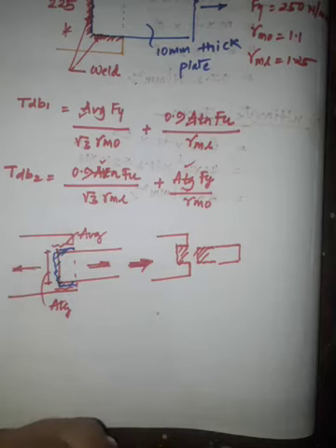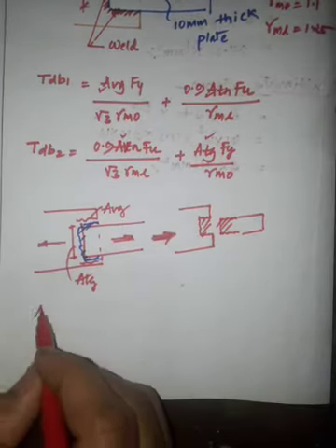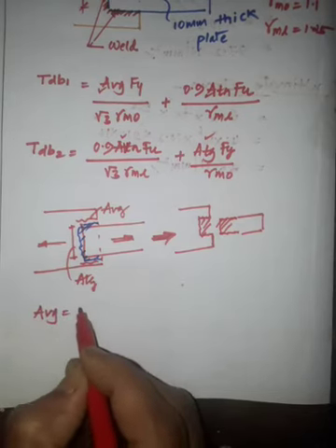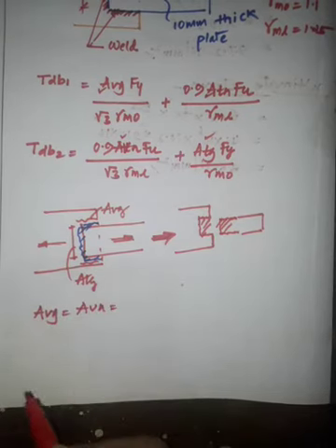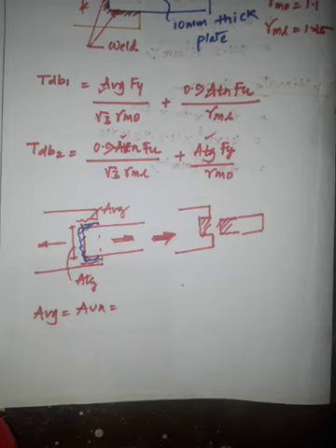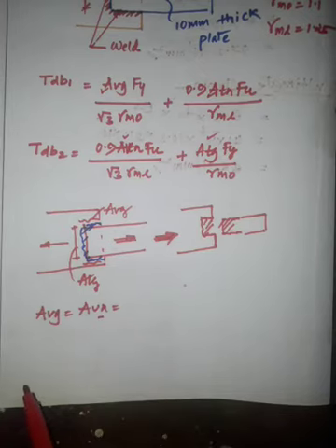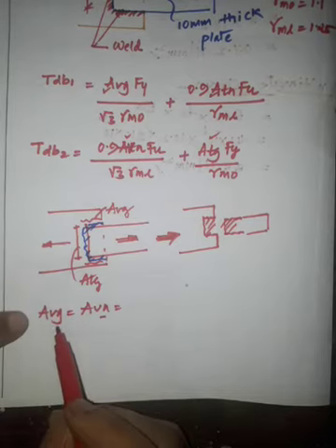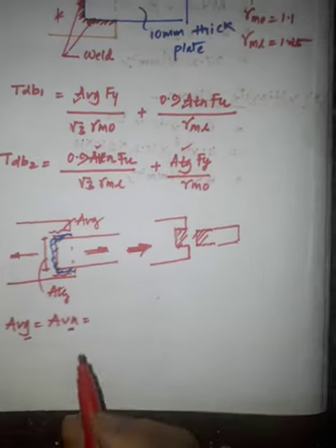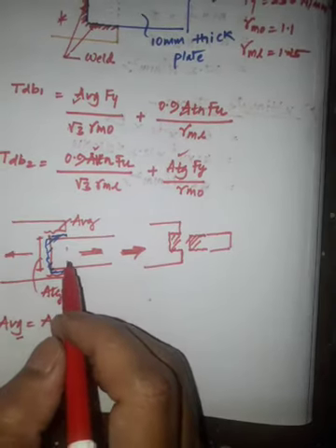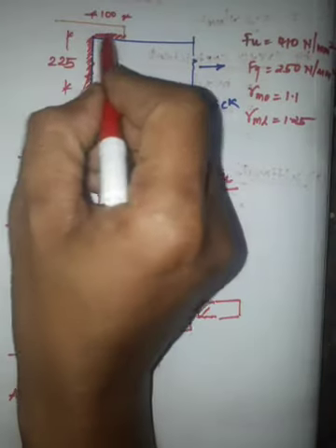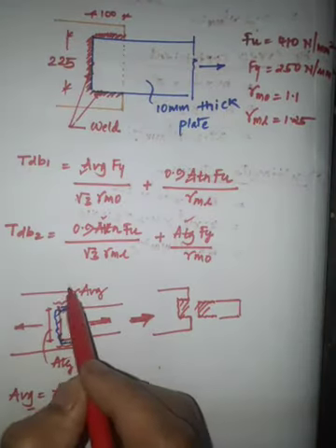Because it is a welded connection, your AVG will be the same as AVN. There is no net area deduction, because we are not going to provide any bolt holes here. So automatically your gross area will become net area. So what is AVG? This length is given as 100, because this direction you have to consider.